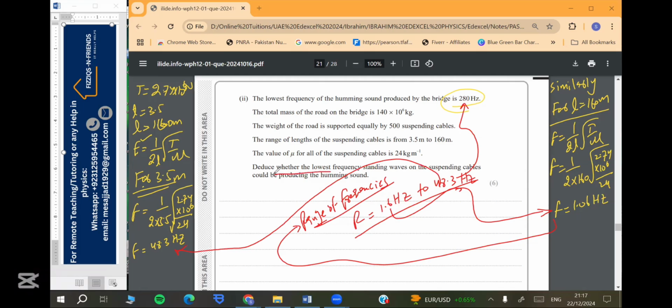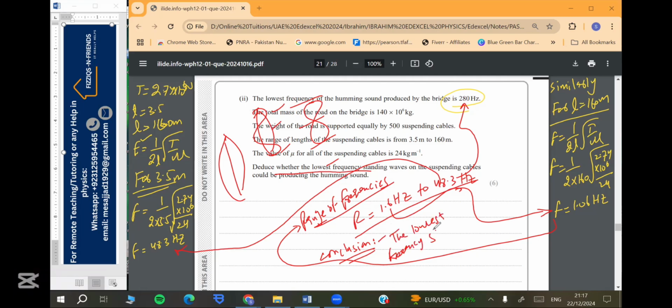So our conclusion is, we consider the lowest possible frequency, which is only one loop. This loop. Okay. If we have more than two loops like this, or three loops like this, we could have the answer, but they have said for the lowest energy find, and the conclusion is the lowest frequency standing waves will not produce humming sound. Okay.